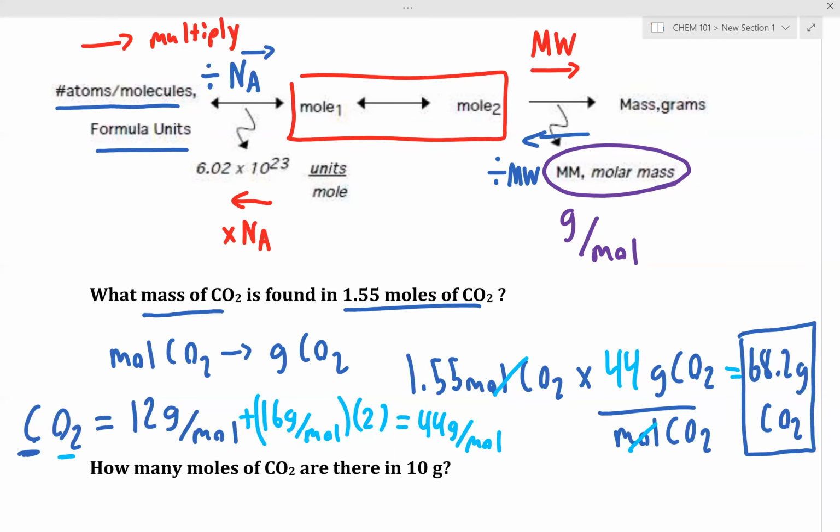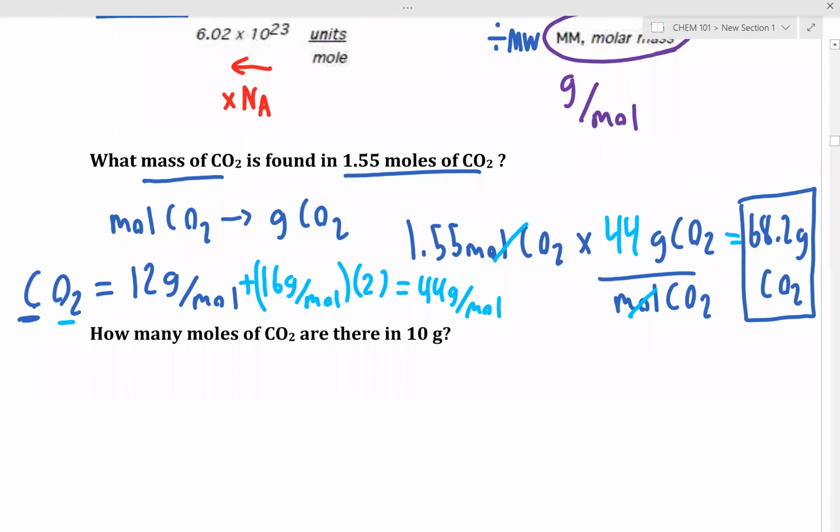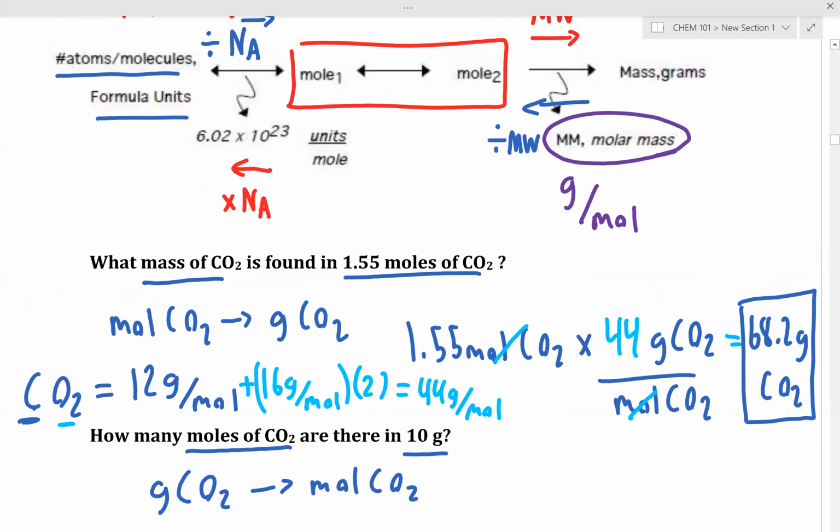So what I want us now to do is let's try to showcase a conversion going the opposite direction. So I'm going to help us along here. And in this case, we're asked how many moles of carbon dioxide are there in 10 grams of carbon dioxide. So this time we have the grams of carbon dioxide, and we want to go to the moles of carbon dioxide. Okay, so before we deal with unit analysis, let's just take a look at our solution map here.